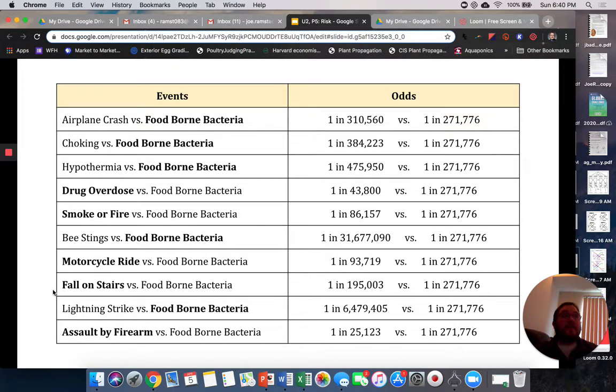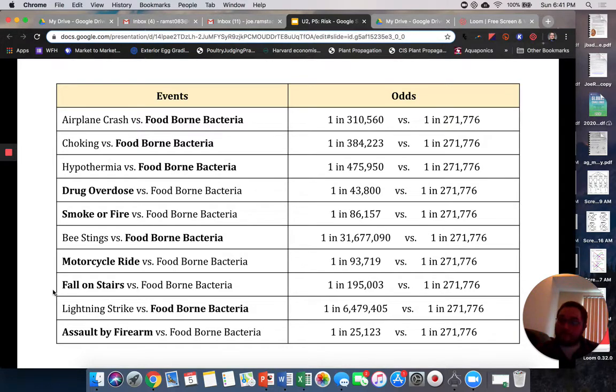So generally speaking, we do have risk every time we choose to eat out at a restaurant or cook our own meals at home. Every time we eat food, we are playing with uncertainty. Therefore, we are incurring a risk. And that risk is foodborne bacteria. Okay, so some things obviously like drug overdose, smoke or fire, motorcycle ride, falling on the stairs, and assault by firearm. These are all things that we have a potentially greater risk of dying from statistically, according to this data that I received from the internet.